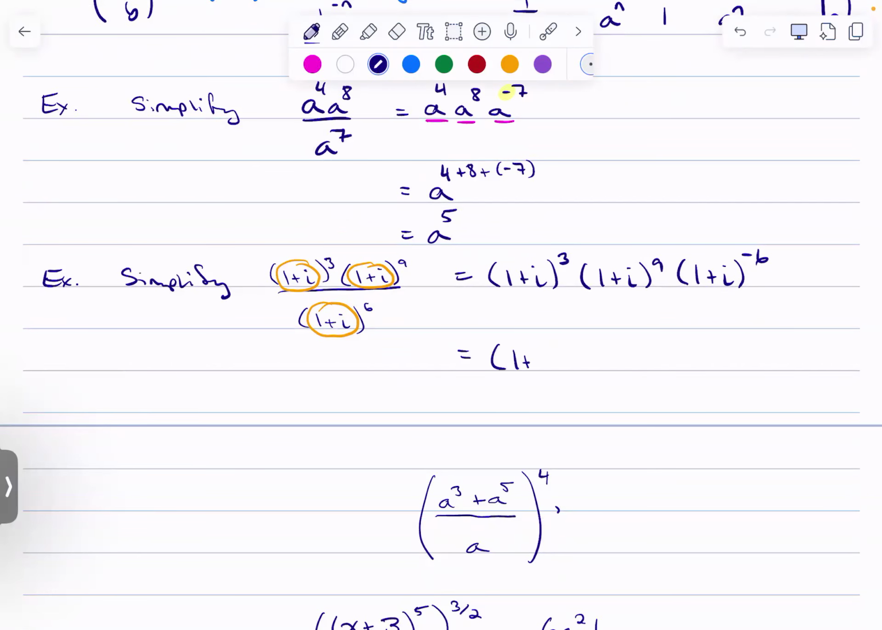This becomes 1 plus i because I have the same base of 1 plus i, 1 plus i, 1 plus i. So that's why I'm allowed to add 3 plus 9. And then should we just skip to the minus 6? Nice. So then I get 3 plus 9, I get minus 6. Gonna go with 6. 1 plus i to the power of 6. And that's simplified, right?